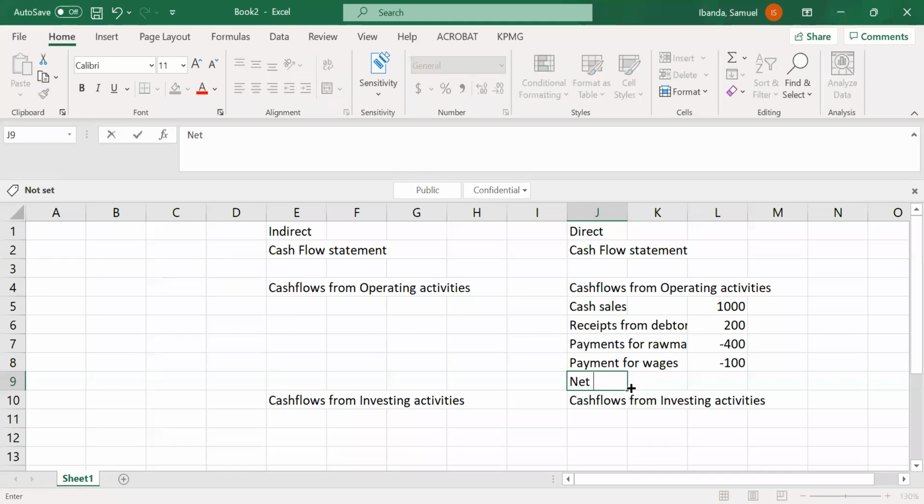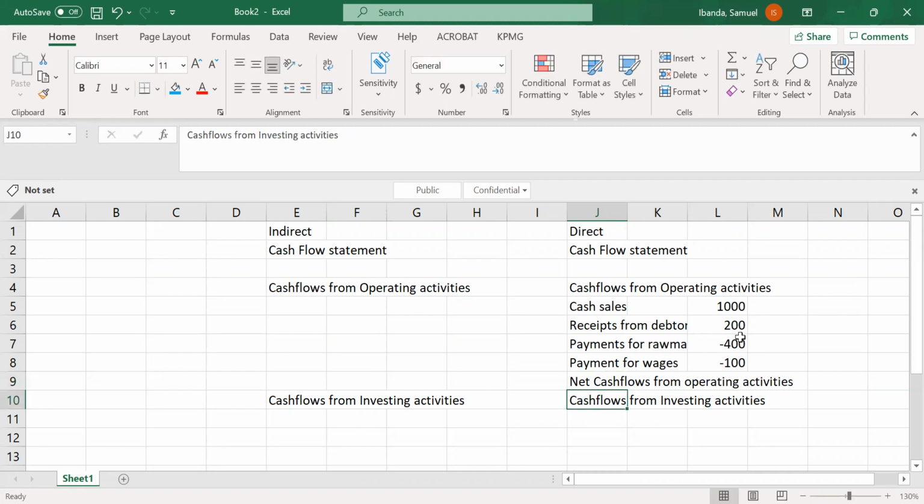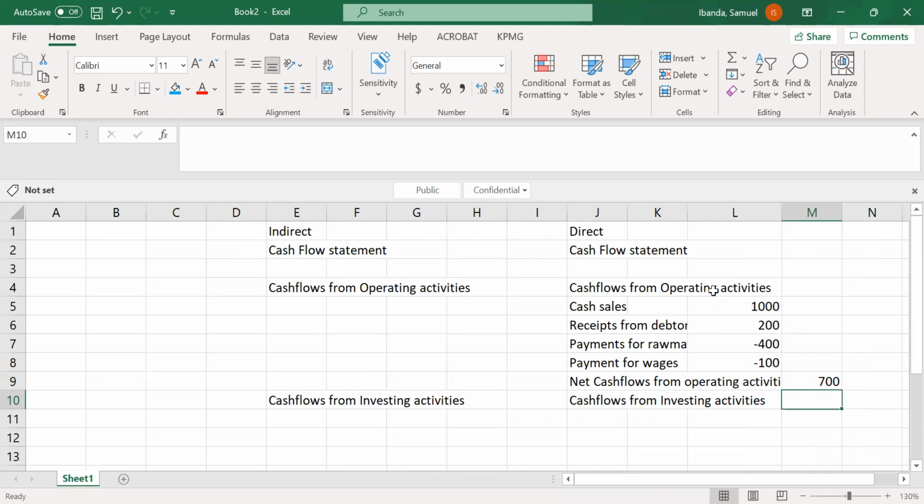So for example, for this case, net cash flows from operating activities will just be the net of this, which is about 700. So this is what we shall have. We shall have about 700 as what we have here from our cash flows from operating activities. Now, this is how the direct method works when it comes to the cash flows from operating activities.